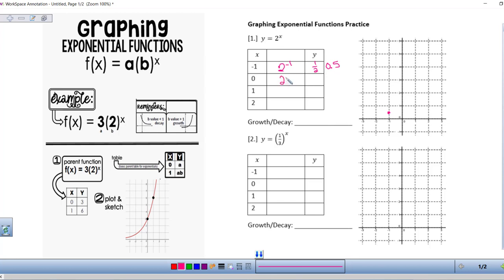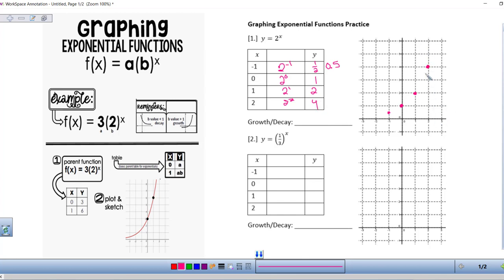Okay, then we try 2 to the 0 power. Again, you can put that in your calculator. We should get 1. So 0, 1. 2 to the first power, that's nice and easy, is just 2. And then 2 squared, 2 times itself, is 4.